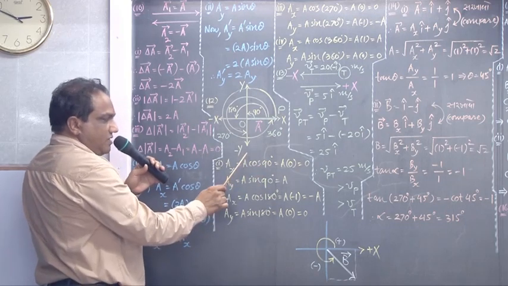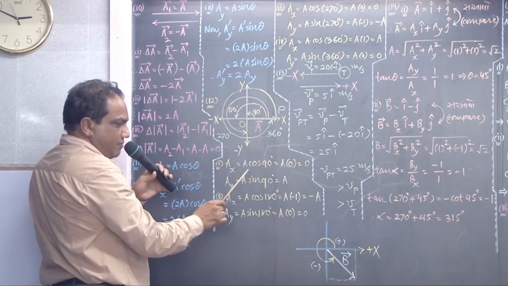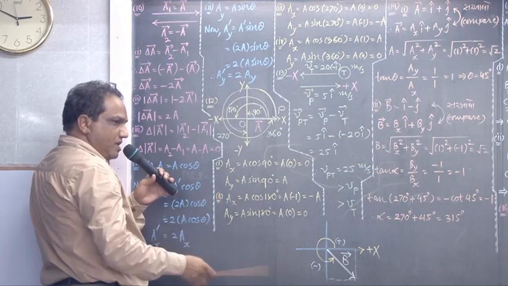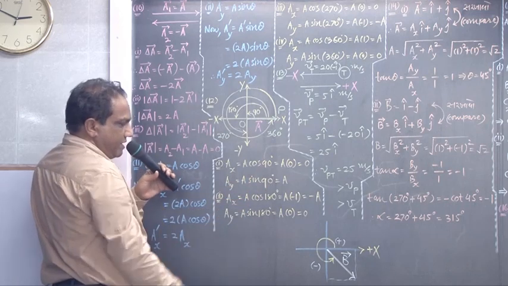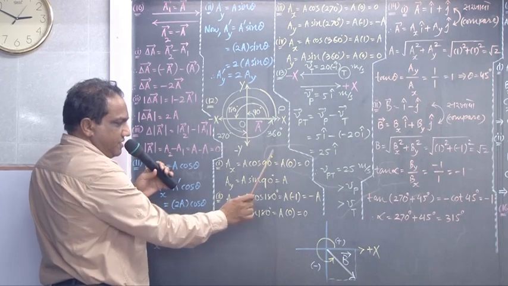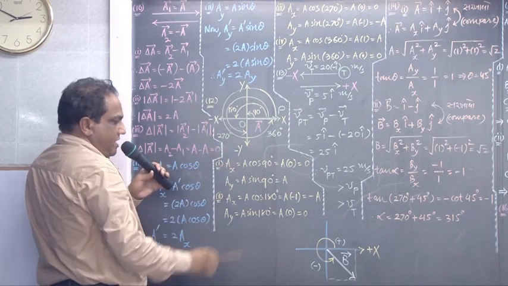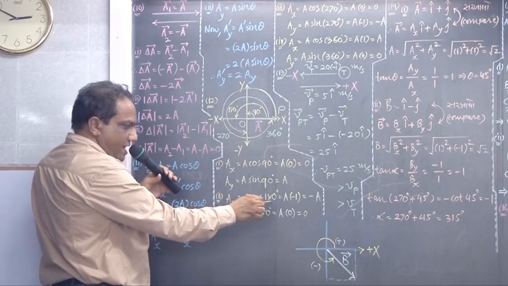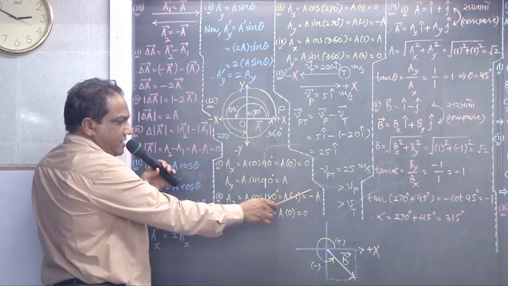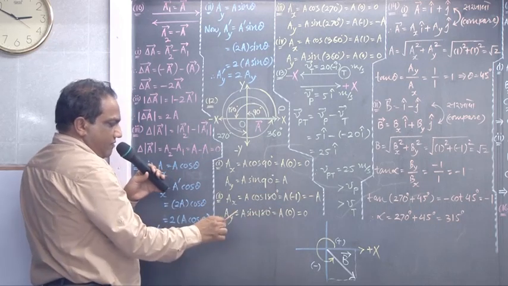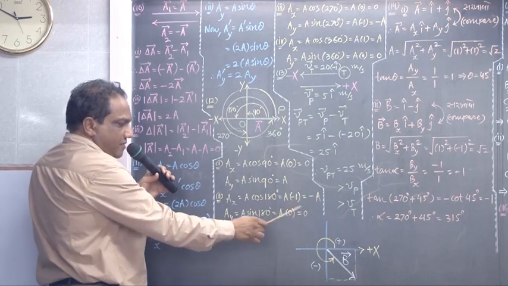Whatever is the formula here, only one change: instead of cos, you must write sine, because you are finding the y component. Ay is how much? A sine angle. The angle is right now 90 degrees. Sine 90 degrees is 1, into A, that is A. Similarly, in the second case, we should take the angle 180 degrees. Ax equals A cos 180 degrees. Cos 180 degrees is minus 1, into A, that is minus A. Ay equals A sine 180 degrees. Sine 180 degrees is 0. 0 into A will be 0.